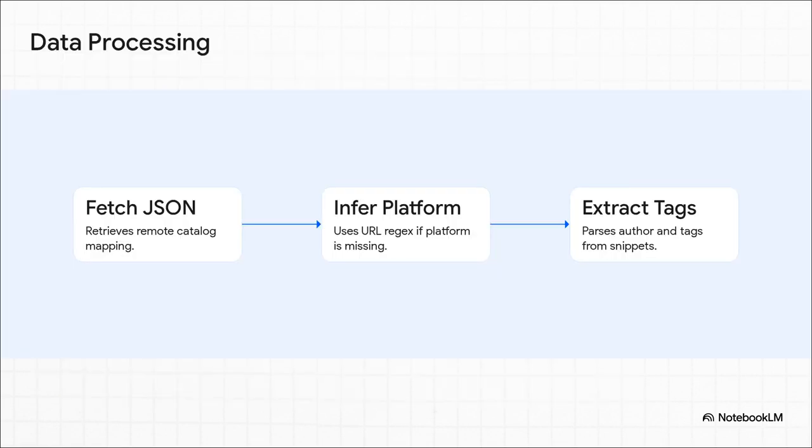And this architecture relies on a really clean data processing pipeline. It takes raw, untrusted, remote JSON and transforms it into richly structured metadata in 3 logical steps. First, it grabs the remote JSON mapping. Second, if a library doesn't explicitly state its platform, the system is actually smart enough to infer it by running regular expressions against the URL. And third, it parses embedded code snippets to extract the author's name and tags. It's a highly intelligent, automated extraction process.